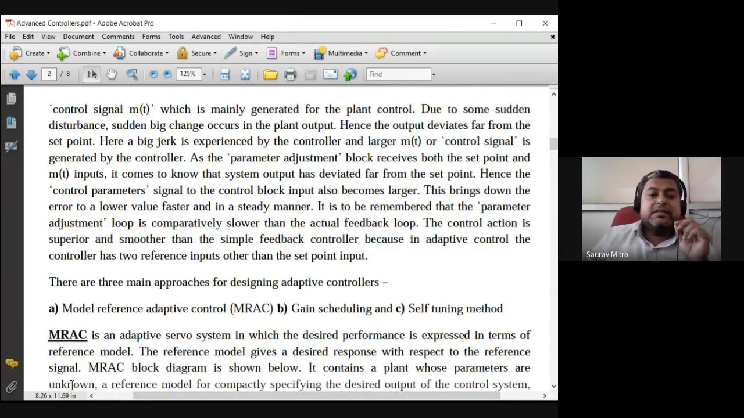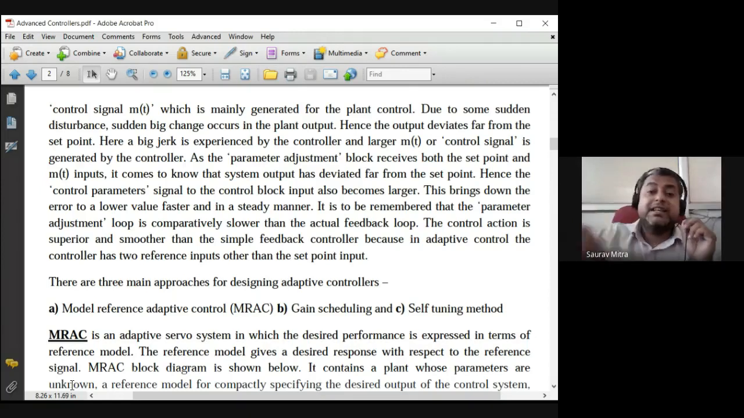The control signal MT is mainly generated for the plant control when some sudden disturbance or change occurs in the plant output. So if there is a sudden change in the plant, at that time the MT signal will also act accordingly to bring down or to nullify the effect of the sudden change in the plant action. So that is the job MT does. Hence, the output deviates far from the set point.